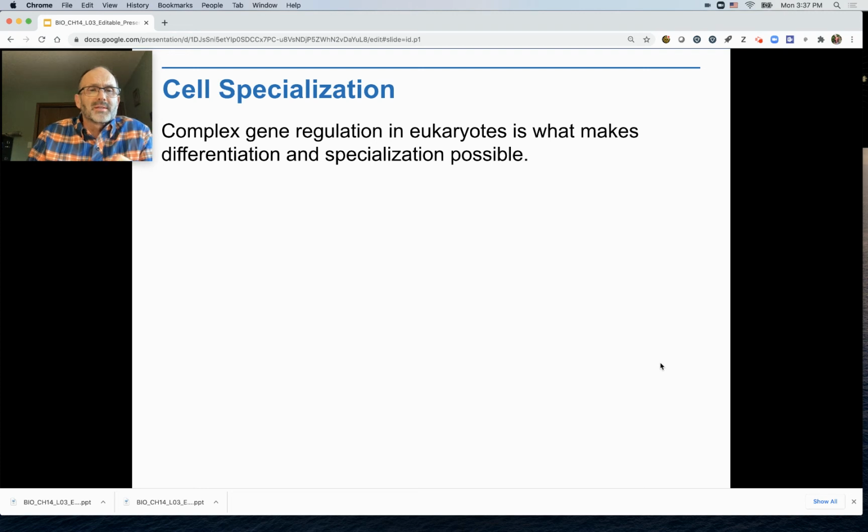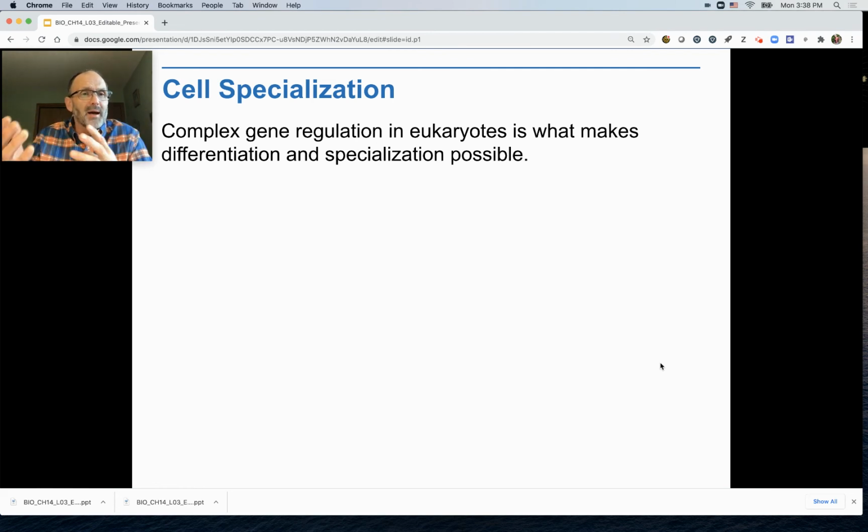All right, so let's take a look at cell specialization. So complex gene regulation in eukaryotes is what makes differentiation and specialization possible. All of our cells have the exact same DNA. So we have to be able to express specific regions of those genes to make specific cells have specific functions. And so the muscle cells in your heart are not going to have the same characteristics as the cells that are operating in our mouth, for example, making saliva, cheek cells and bone cells.